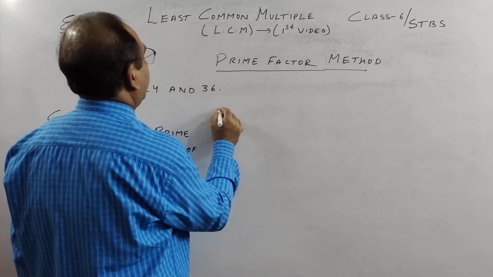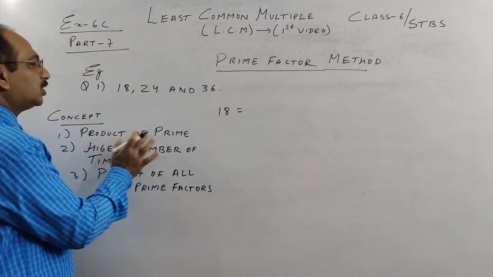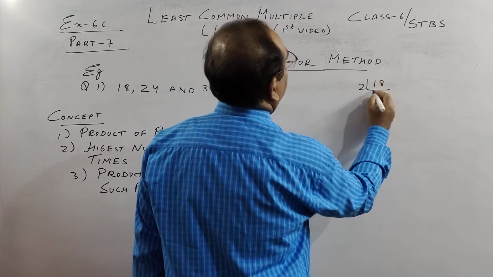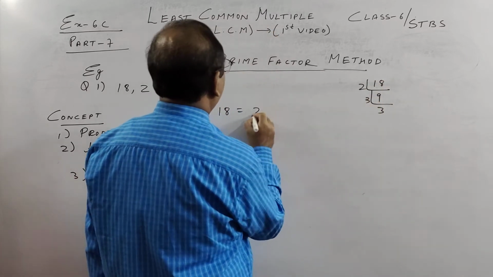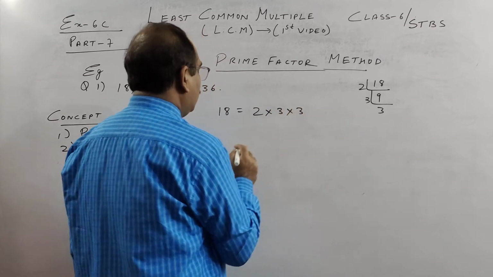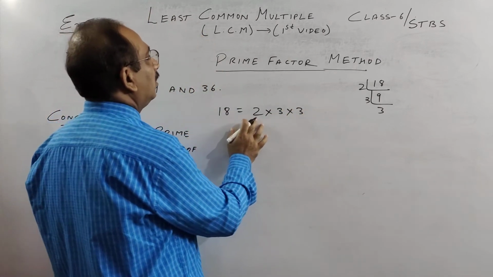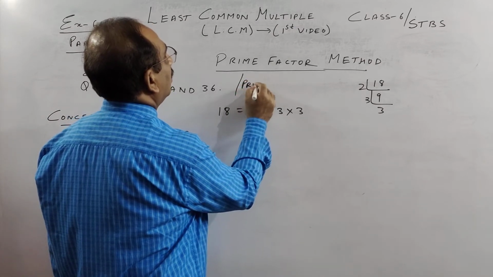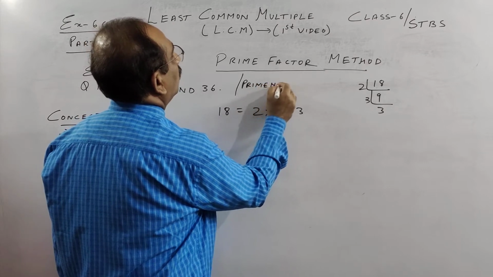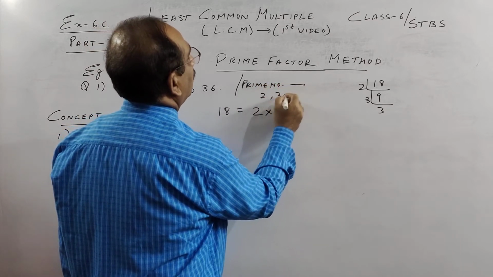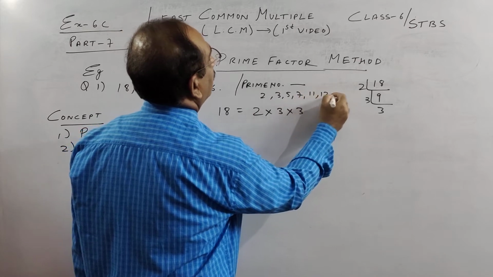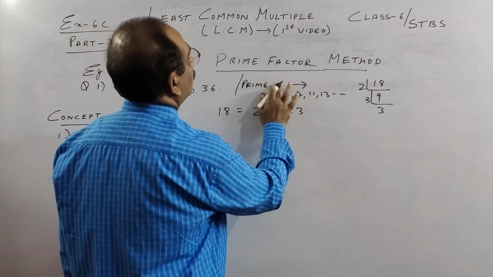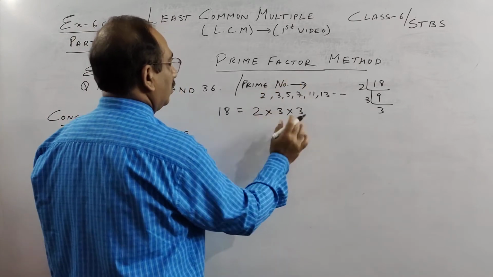So step number 1, children, 18 we write as a product of primes. How do we do it? I'll show you a little rough work, which I have done earlier with you. How we write as a product of primes. So 18 is a product of 3 prime numbers, 2, 3 and 3. As I already told you, prime numbers start with 2, then 3, 5, 7, 11, 13. So these numbers here should be prime numbers.